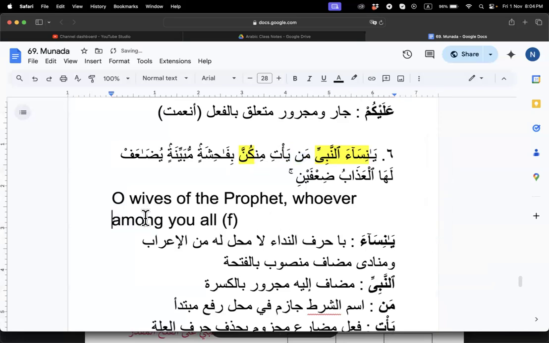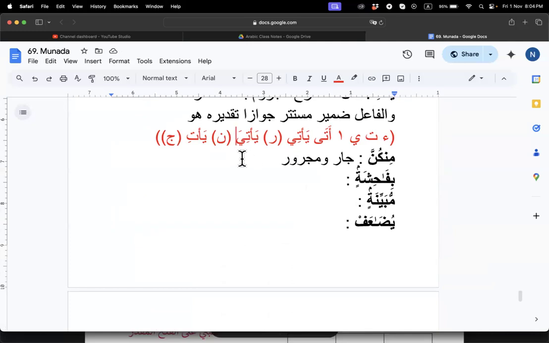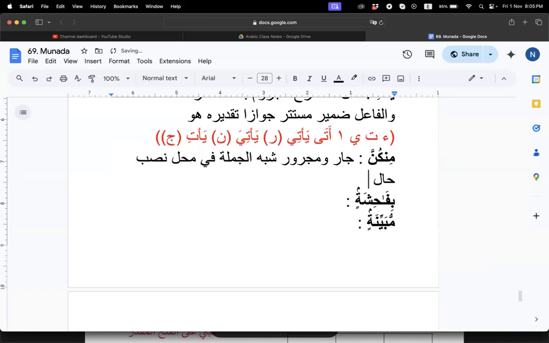But sister, you said if min is coming with something like ism mausul or ism shart, right? Yes. So it can come usually with ism mausul, also with shart, basically. So even with aladhi, aladhina, this kind of words can also have this kind of min here. So yes, you will say jar wa majrur, but you will say this shibu jumlah is fi mahali nasab. It's hal, the hal of the man.